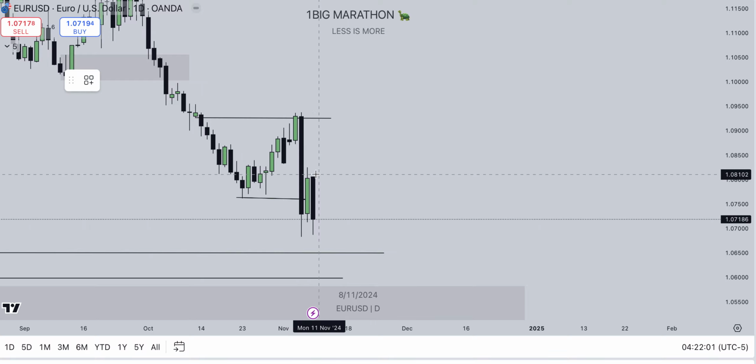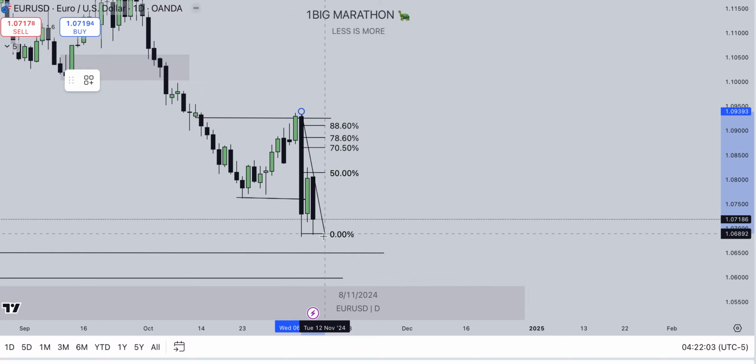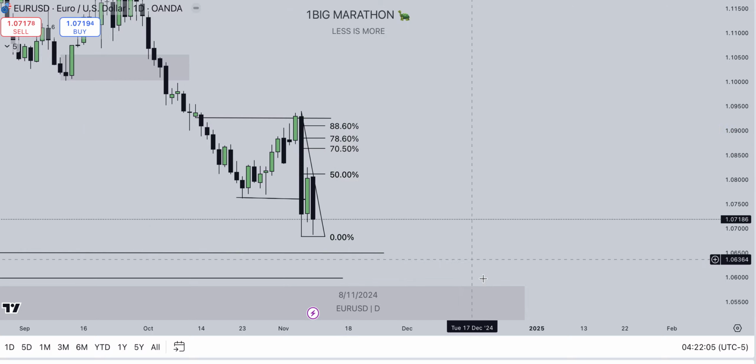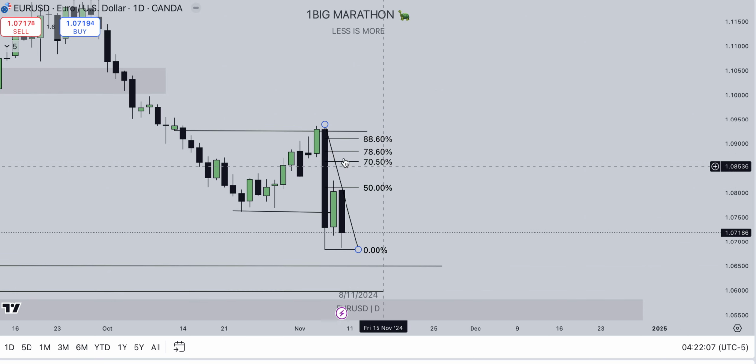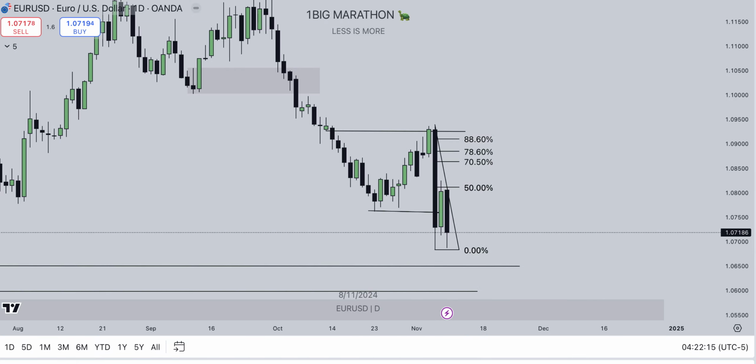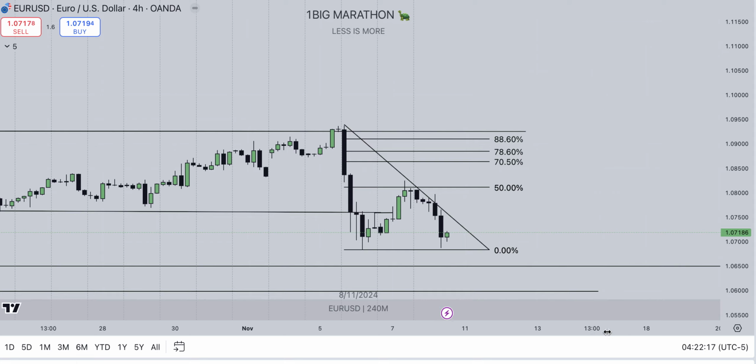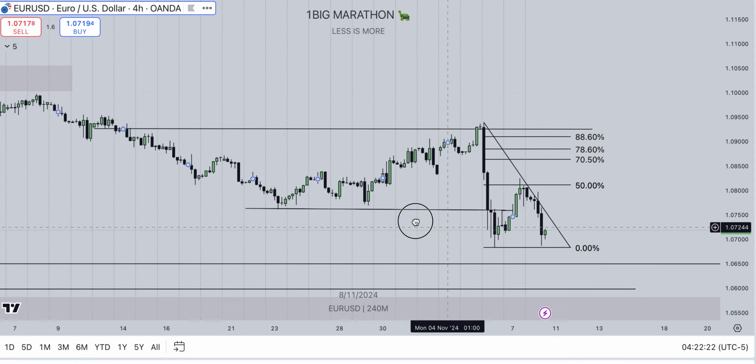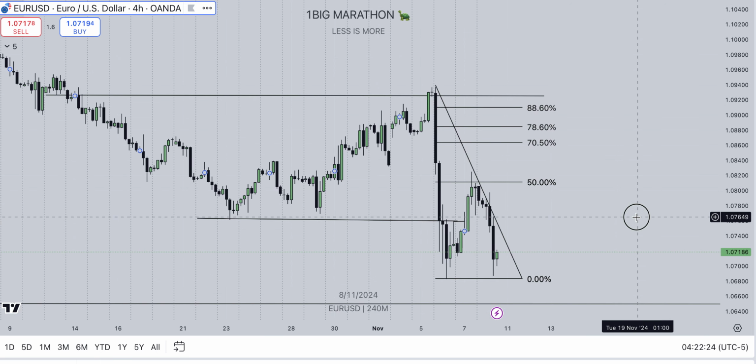And if you take it from the high right down here to the low, you see that price actually reacted on 50% of that candle. So price reacted on 50% of that candle. So that was a significant area for price right there. And if you scale down now to the 4 hour time frame, you can clearly see how price reacted on that 50%.